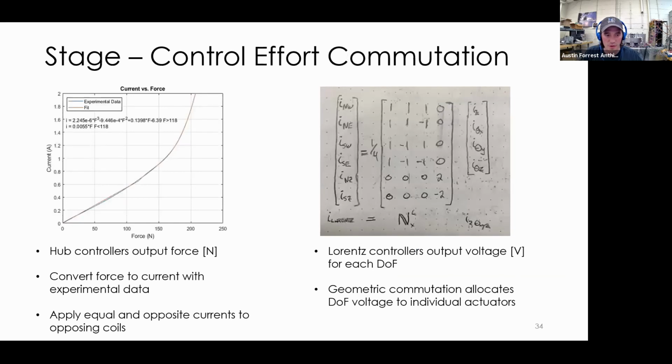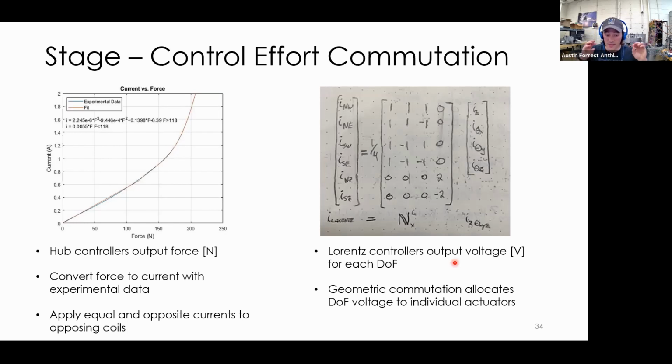Here's how we did the commutation or coupling to take the control efforts for each degree of freedom and put them into the different amplifiers as voltages. On the right first, the Lorentz actuators is another just simple geometry. So for instance, I have a current output that I want for Z, and I put 1/4 of it in each of the 4 vertically oriented Lorentz coils. And the output units of my controller was voltage.